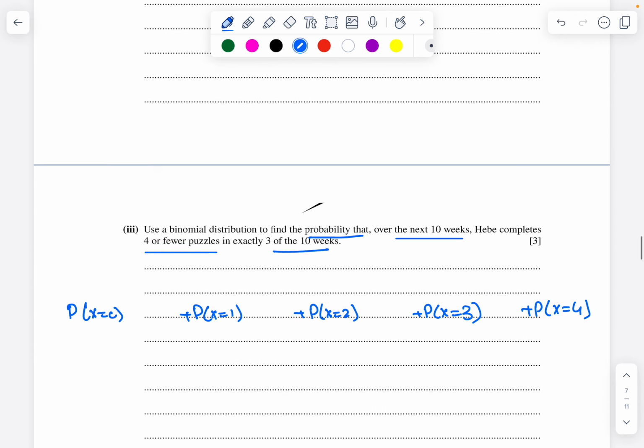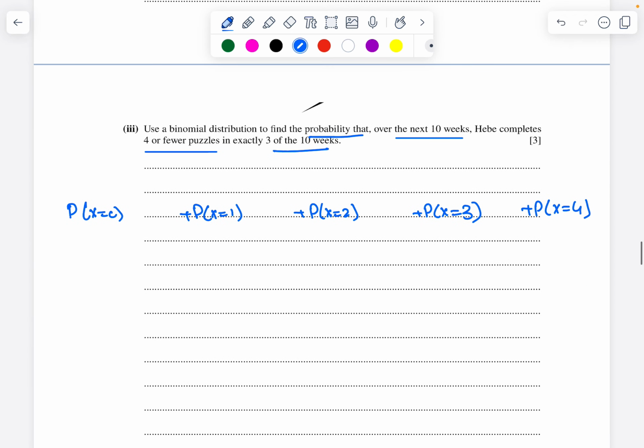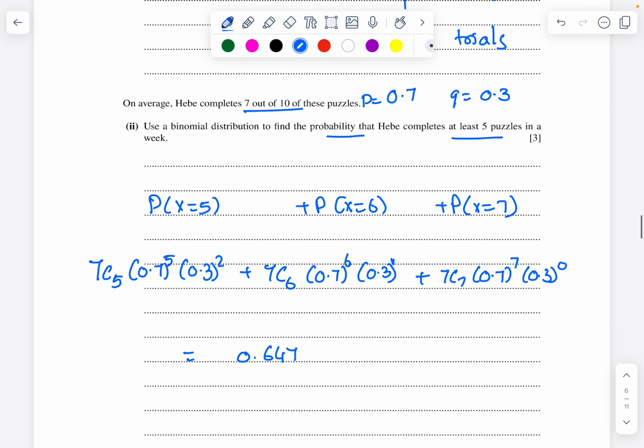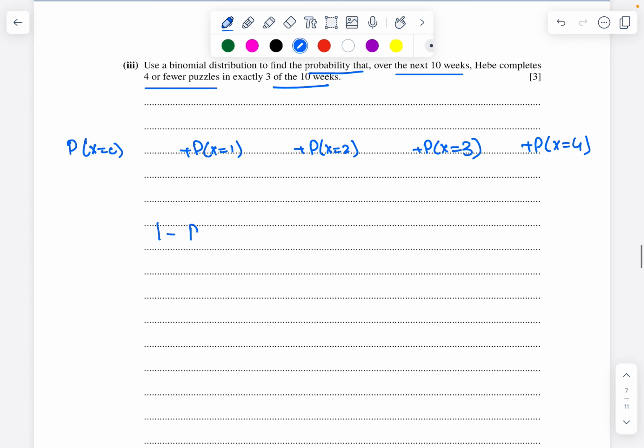So this is all I have to add. Instead of adding all this, what I can do is, we know from the previous one, C completes at least 5 puzzles: 5, 6, 7. 5, 6, 7 have already been added. So 1 minus probability of x equals 5 plus probability of x equals 6 plus probability of x equals 7 should be the best way.